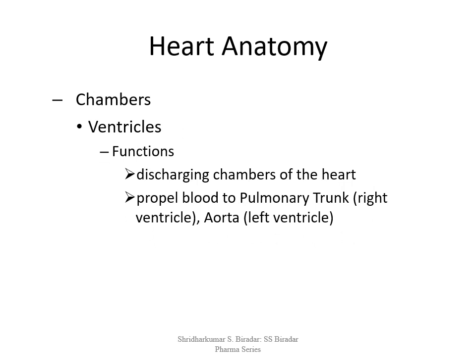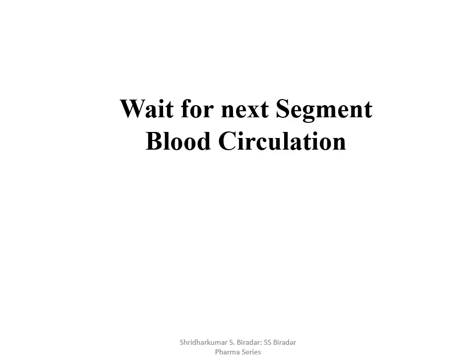The functions of the ventricles: obviously, the discharging chambers of the heart are the ventricles. They propel the blood into the pulmonary trunk from the right ventricle, and from the left ventricle they propel the blood through the aorta. So I hope you understood the initial part of the topic properly, and kindly wait for the next segment, where I will explain the blood circulation through the cardiovascular system.